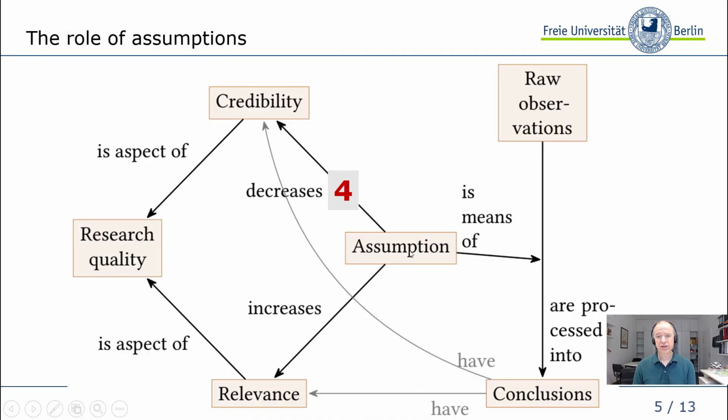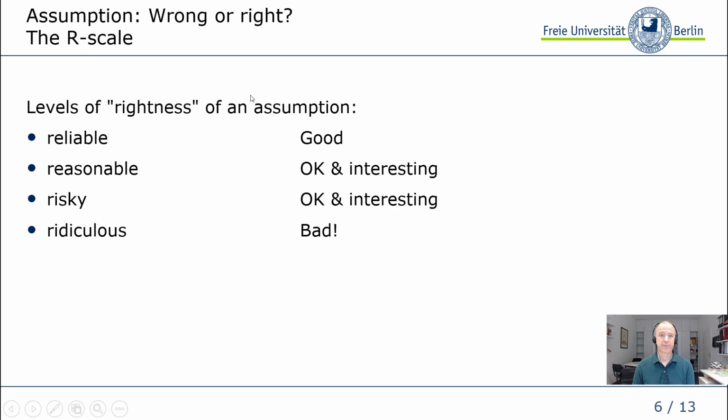And the relationship from assumptions to research quality is very interesting in two directions. One is the influence on credibility. As a tendency, when we make an assumption, credibility gets worse because the assumption might be wrong. But wrong or right is maybe a bit too simple.